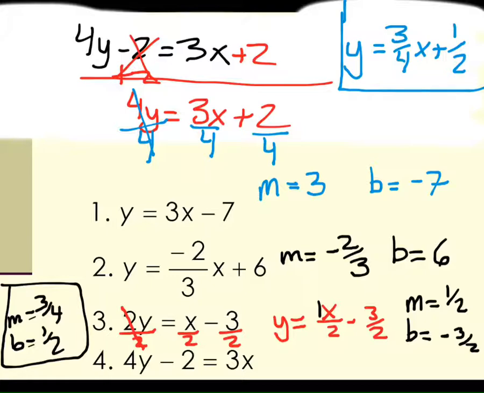Any questions on those? That's identifying slope and y-intercept. Again, still stuff we've done before, last week. The rearranging of the equations is the part that usually trips us up a little bit. We have to get y by itself first.